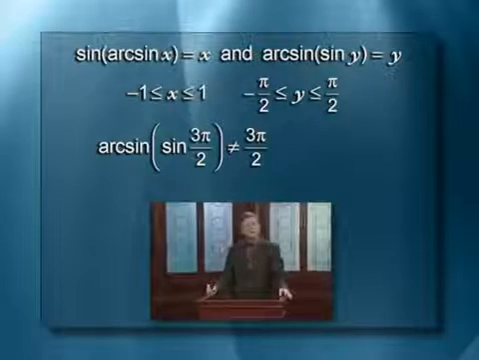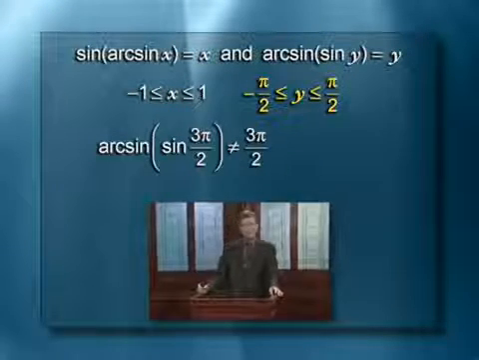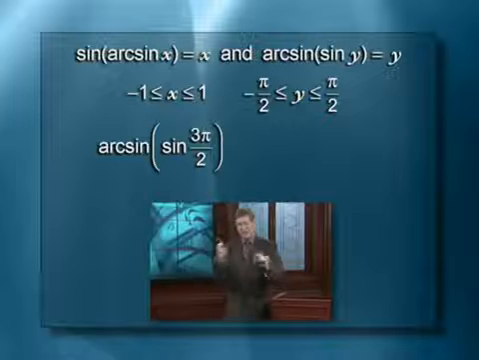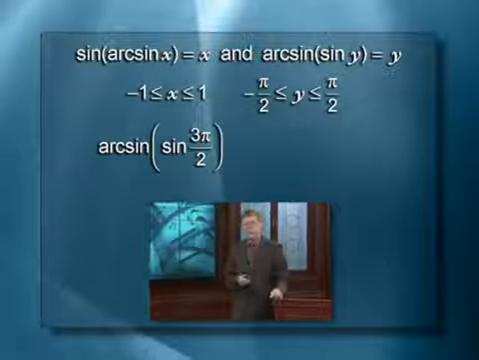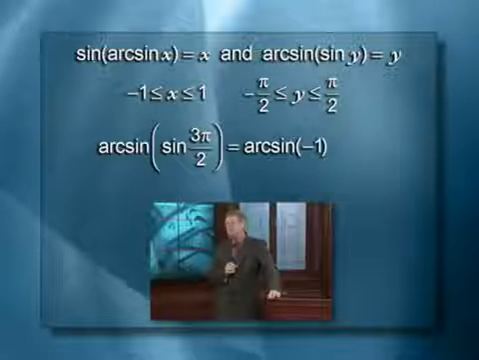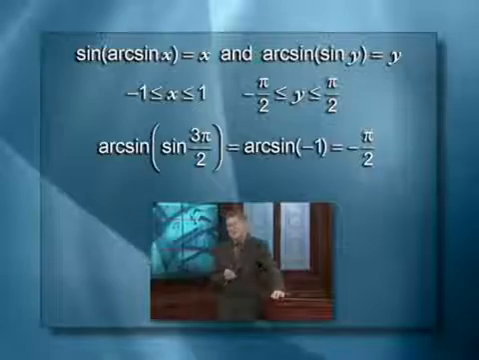3 pi over 2 is not in the correct interval, is it? That interval was minus pi over 2 to pi over 2. In fact, if you evaluate arcsine of sine of 3 pi over 2, here's what you get. First, you do the inside portion, sine of 3 pi over 2, and that's minus 1. And then arcsine of minus 1 is minus pi over 2. Isn't that interesting? So you can't just blindly assume these inverse functions cancel each other. You have to be very careful with the domains. And again, I admit, this is non-trivial.